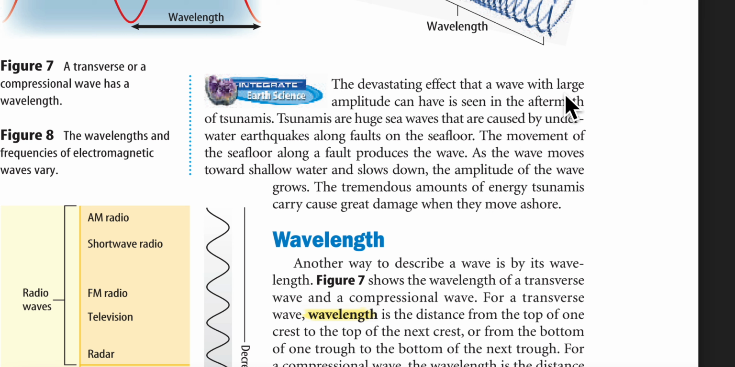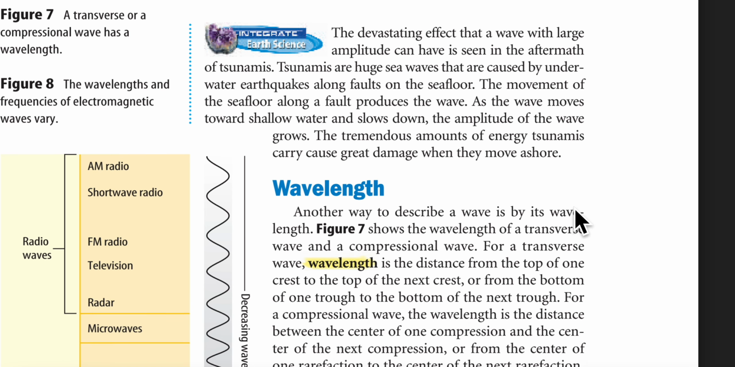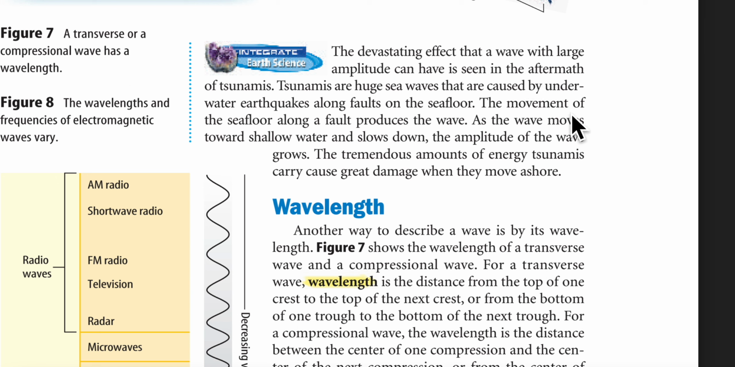The devastating effect of a wave with a large amplitude can be seen in the aftermath of a tsunami. Tsunamis are huge sea waves that are caused by underwater earthquakes along the faults of a seafloor. The moment the seafloor along the fault moves, it produces a wave. As the wave moves toward the shallow water and slows down, the amplitude of the wave grows. This tremendous amount of energy causes great damage when tsunamis move ashore. That part is about tsunamis. A big earthquake sends a big wave, and it causes damage on the shorelines.